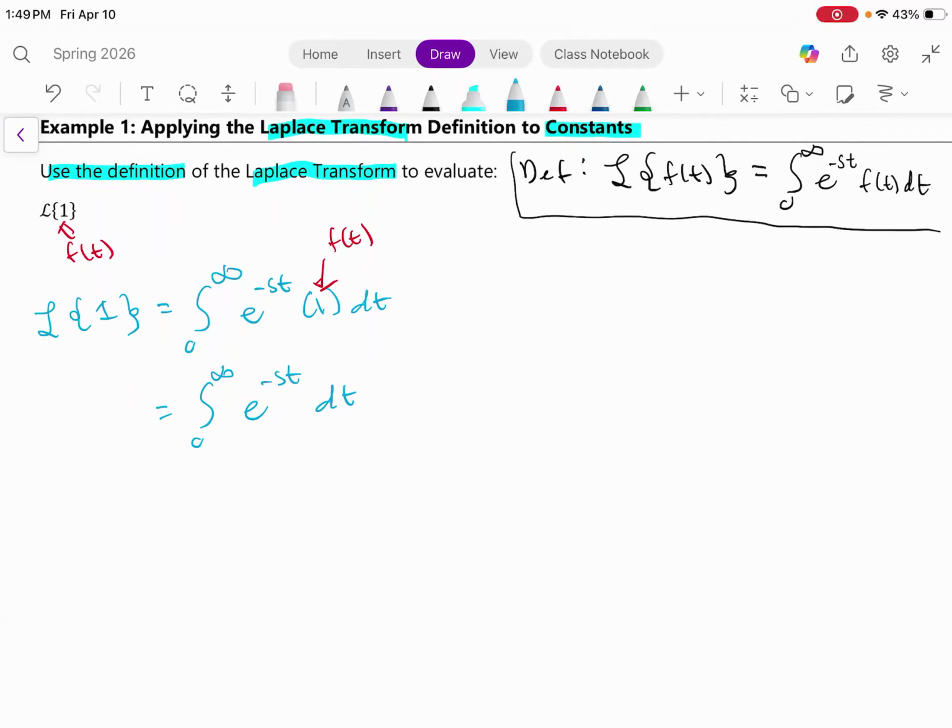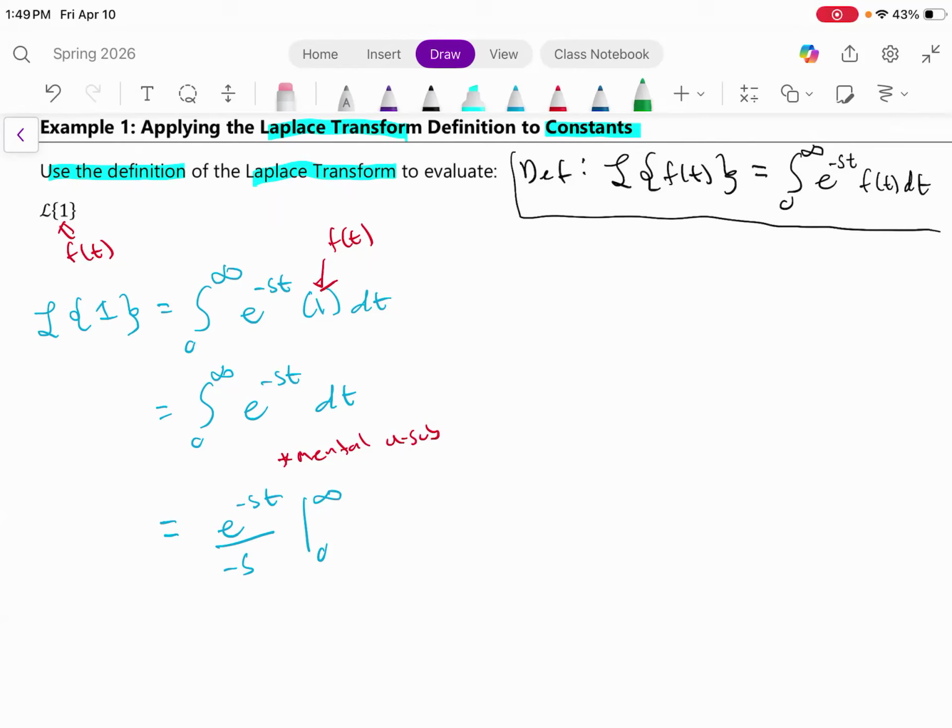Our variable is t here, that we're integrating with respect to. So you could consider this a mental u-substitution. The integral of this is going to be e to the negative st all over negative s, and we're going from 0 to infinity. So that's a mental u-substitution.